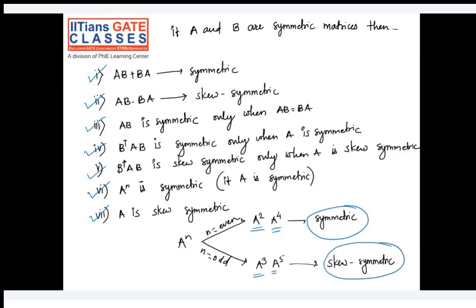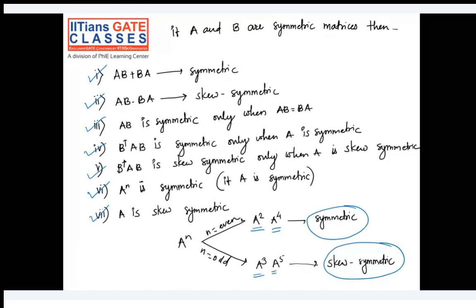Write down these properties. I'll just repeat the last two properties once again. If A is symmetric, any power of A is symmetric. If A is skew symmetric, even powers are symmetric, whereas the odd powers are skew symmetric. Okay, clear?